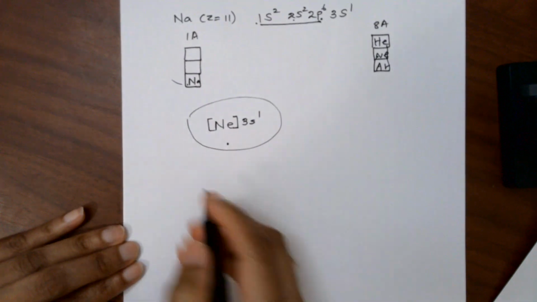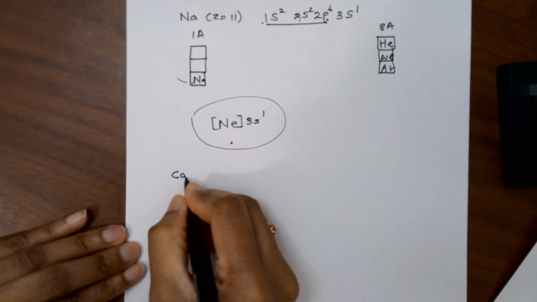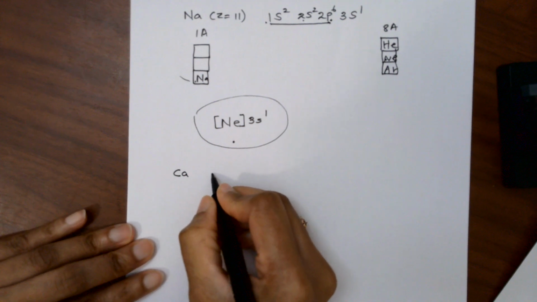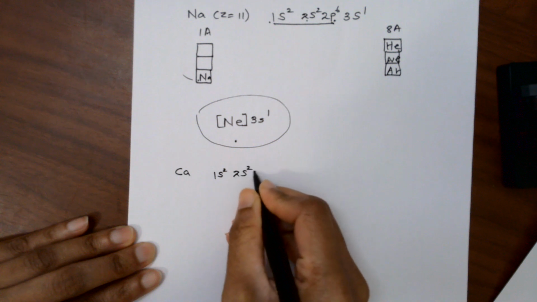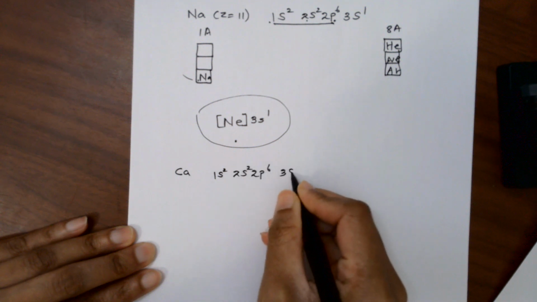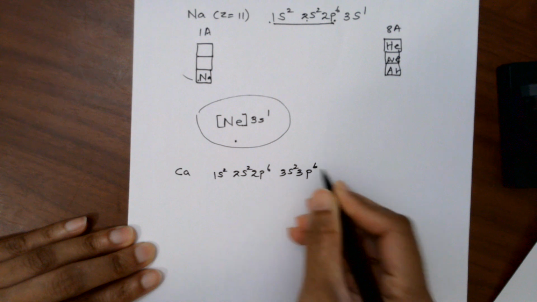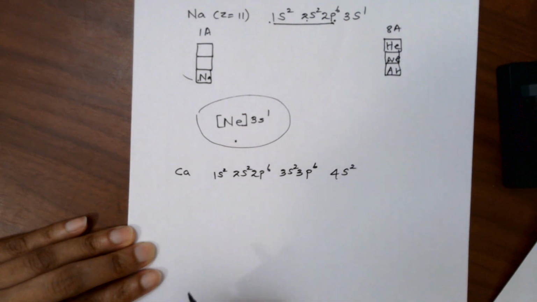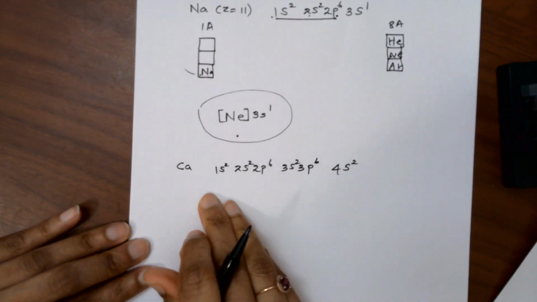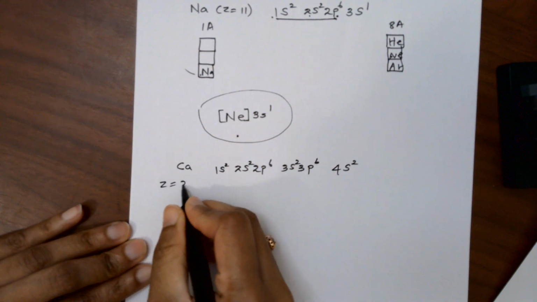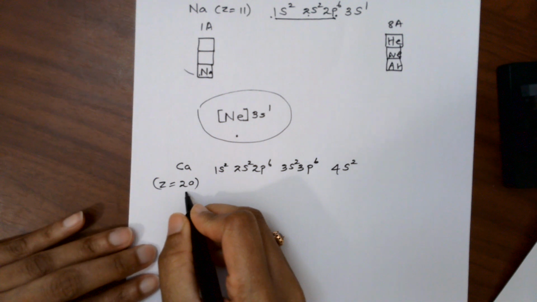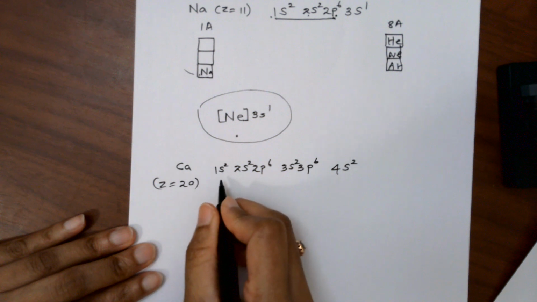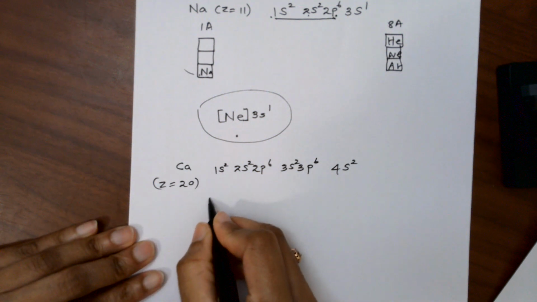Let's write another one, calcium. The long version of the configuration is 1s2, 2s2, 2p6, 3s2, 3p6, 4s2. And for calcium, the atomic number is 20. Let's find out the previous noble gas to calcium. Calcium is in period number 4. In period number 3, the previous row, the noble gas is argon.